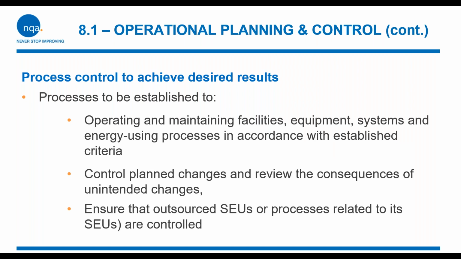So we need to establish processes and procedures to look at the various operating equipment and facilities we've got, to make sure that people understand how they can be used, and what level of autonomy people might have to make changes. If people want to make changes, how are those changes made? How do we plan to make those changes? And we should also have a way of reviewing the consequences of unintended changes. Things may change that are out of our control, and we also have to bear that in mind.